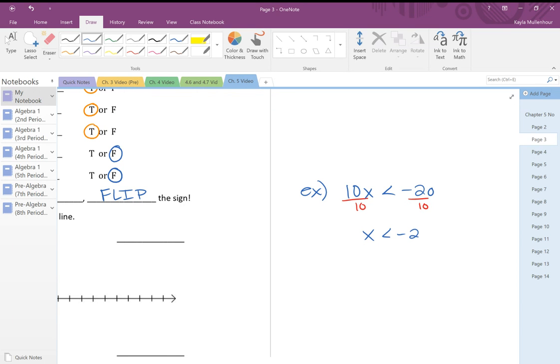The thing that you're actually dividing by, so we're dividing by this 10. The thing you're dividing or multiplying by needs to be negative. And then you need to flip the sign. So we did not have to flip the sign here because the thing we're dividing by was not negative.